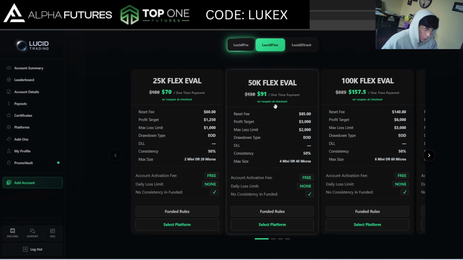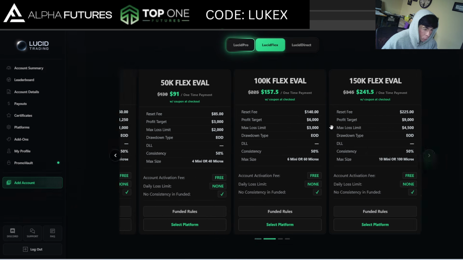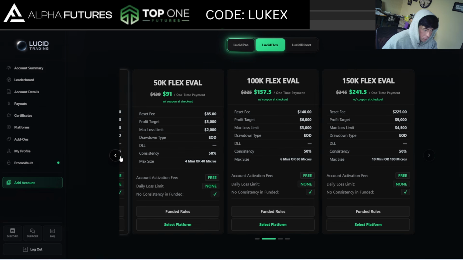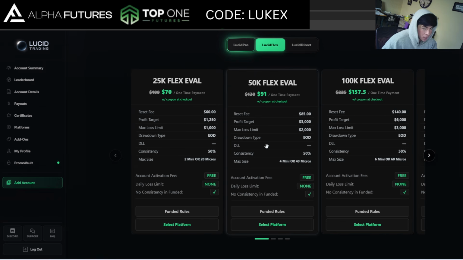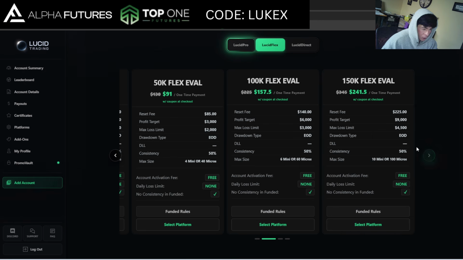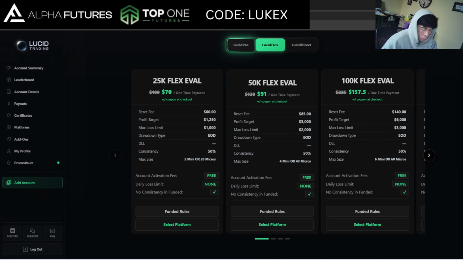I personally would recommend either the 50Ks or the 150s. Obviously 50s are pretty standard, and I just trade the 50s. But if you want to up the capital and you want more drawdown, I would go to the 150s, because the 100Ks usually don't make sense on every prop firm. So you just go with the 50s or the 150s. Today we're just going to look at the 50s. That's personally what I trade again.